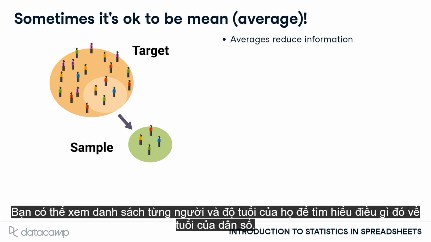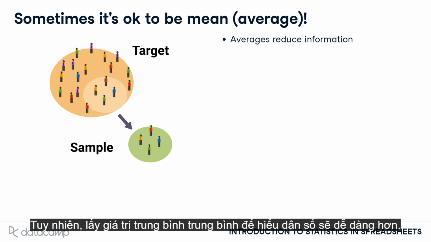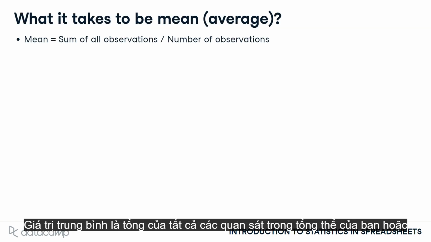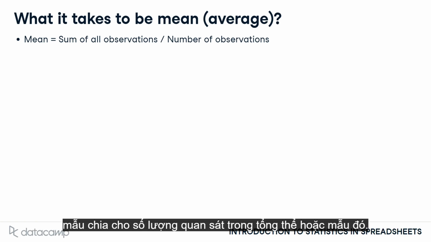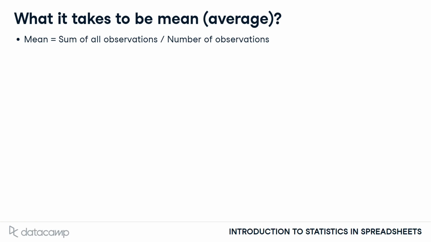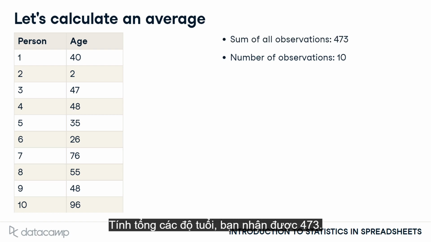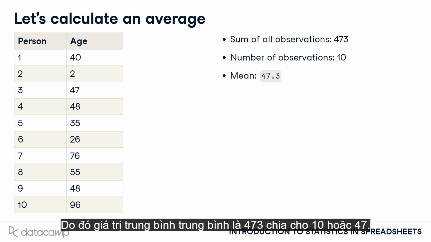You could look at a list of every person and their age to intuit something about the population's age. However, it's easier to take a mean average to understand the population. A mean is the sum of all observations in your population or sample divided by the number of observations in that population or sample. This is a sample of 10 Japanese ages. Summing the ages, you get 473. Therefore, the mean average is 473 divided by 10, or 47.3. Mean reduces information from these 10 observations to one value.